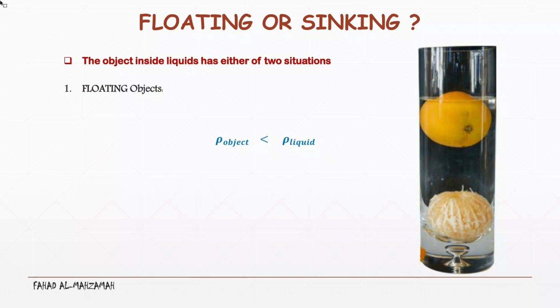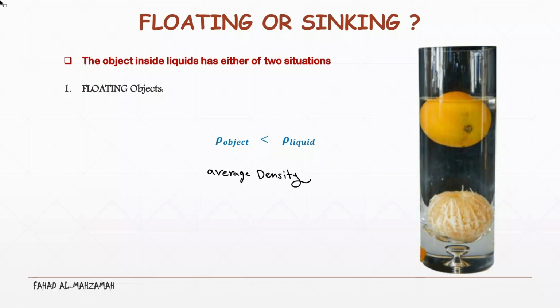The density of the liquid is greater than the density of the object, and here be careful. We are not talking about specific density. We are talking about something called the average density. Okay, the average density. So the whole materials that make this object, we are taking the average of all of these densities.